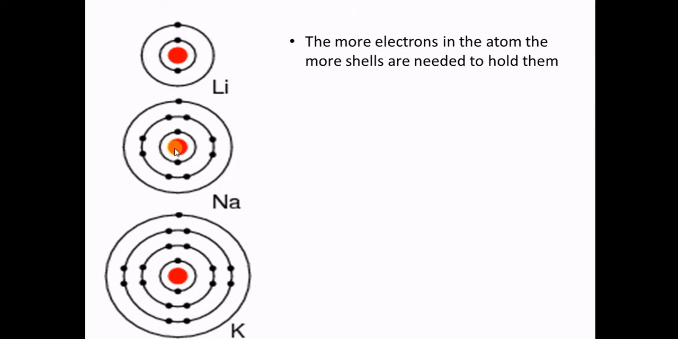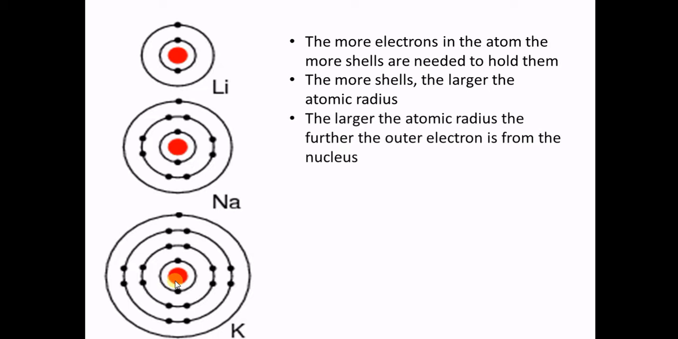Then sodium has got 11 electrons, so 2 in the first shell, 8, and then the 1 in the outer shell. Potassium has got 19 electrons, so 2 in the first shell, then 8 in the second, 8 in the third shell, and then the final shell again contains 1. So due to there being more electrons, there needs to be more electron shells. Now the more electron shells there are, obviously the larger the atomic radius.